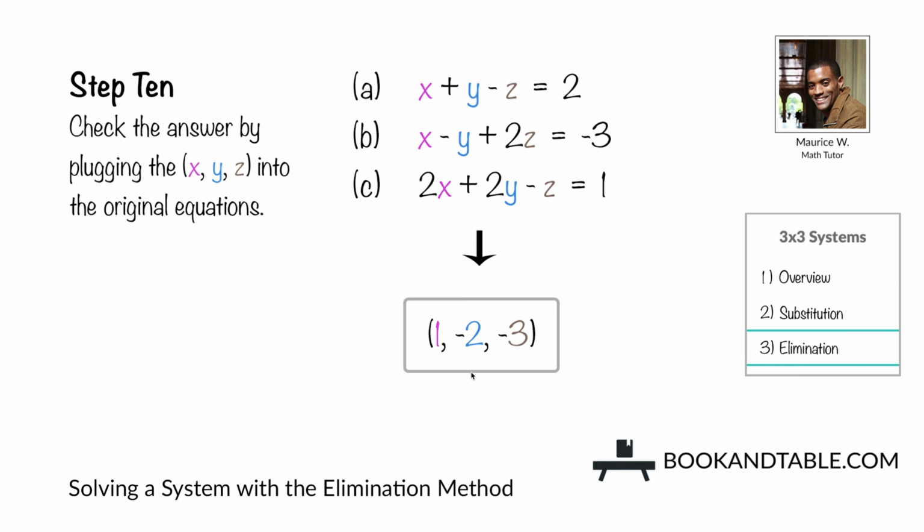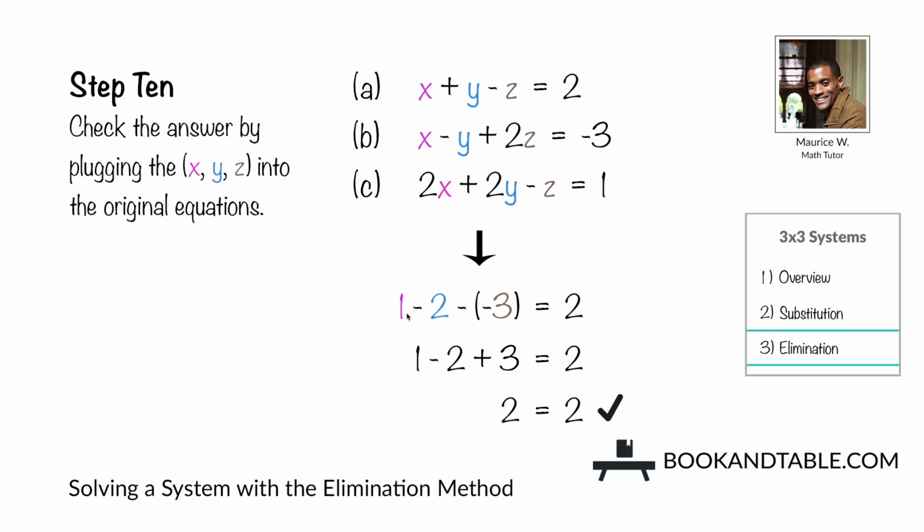And now, step 10, check the answer by plugging x is 1, y is negative 2, and z is negative 3, into the original equations. When we plug them into A, we get 1 minus 2 minus negative 3, which would become positive 3. 1 minus 2 is negative 1. Negative 1 plus 3 is positive 2, giving us the true statement 2 is equal to 2, which confirms that these are the correct values for x, y, and z for equation A.